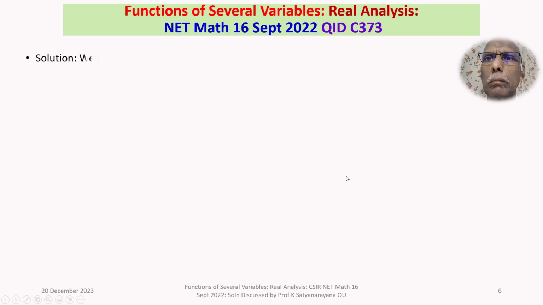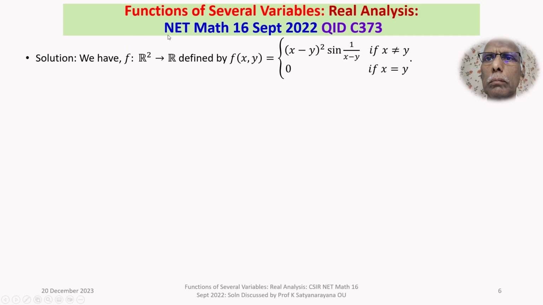We now discuss the solution of the problem in detail. We have a function f from R square to R defined like this. We will discuss the options one by one. Option 1, f is continuous at (0, 0). We prove that this is so.